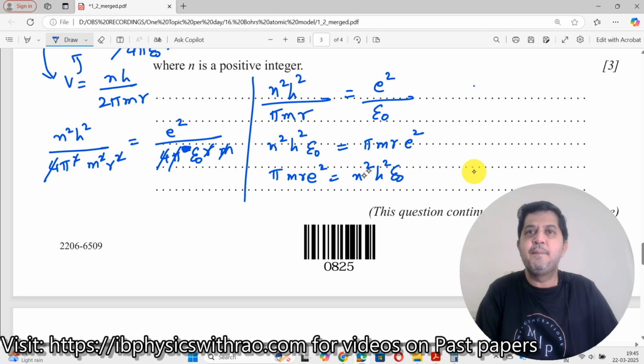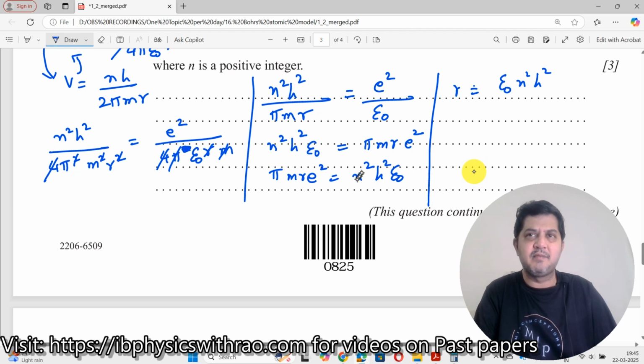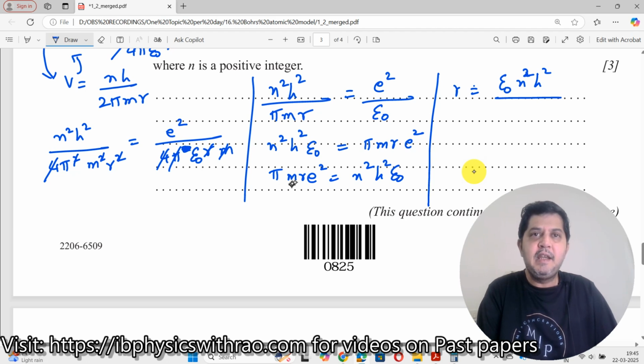Now what do we do? Now I want only r here. R should now be equal to epsilon naught n square h square. I just took epsilon naught here. Okay, nothing great. I'm just writing it. Divided by pi m e square. This is the final expression.